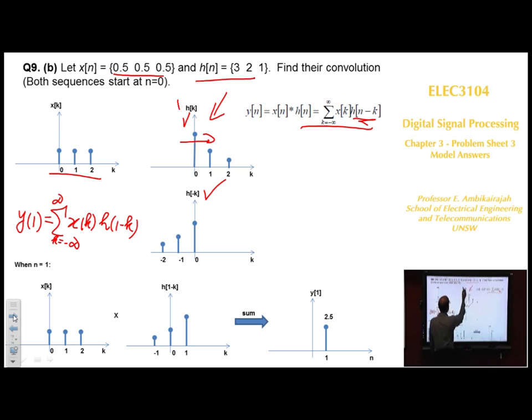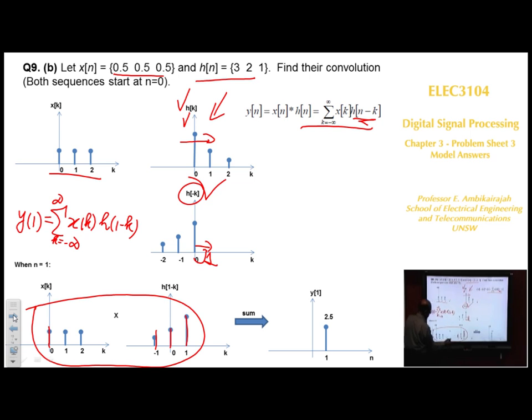Sorry, that's hk. h(minus k) is there, and 1 minus k means you shift this by 1 sample. So you shifted that by 1 position. Now you multiply these two. That one multiplied by that one is 1. That one multiplied by that one, this is 2, this is 0.5, so you'll have 1. The second one is 3 multiplied by 0.5 again. So that's 1.5 plus 1 is 2.5.